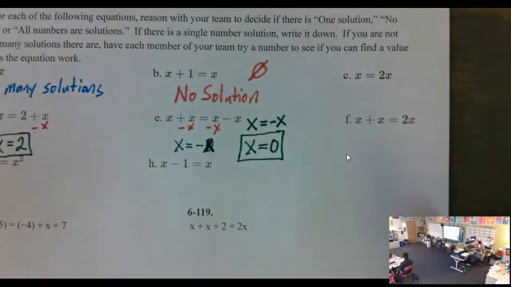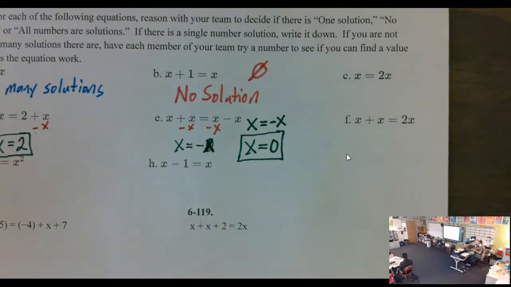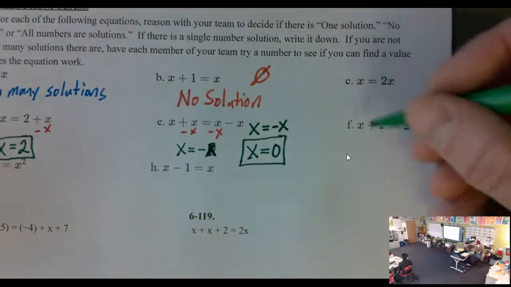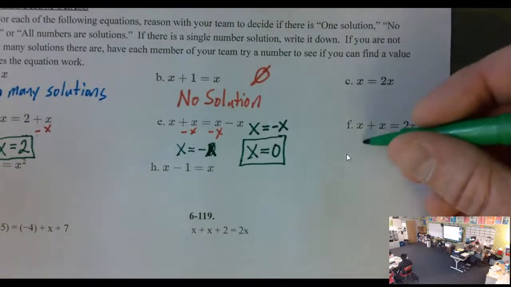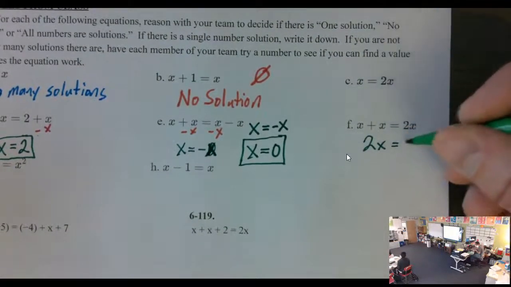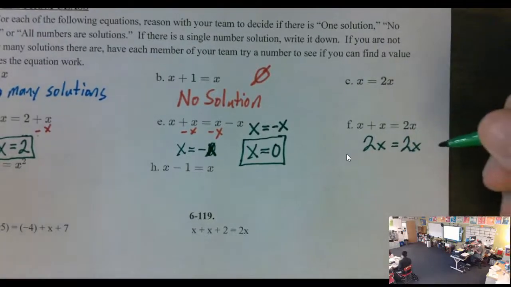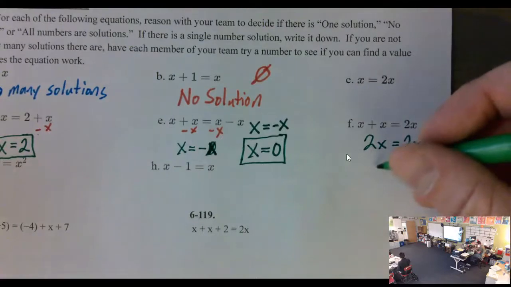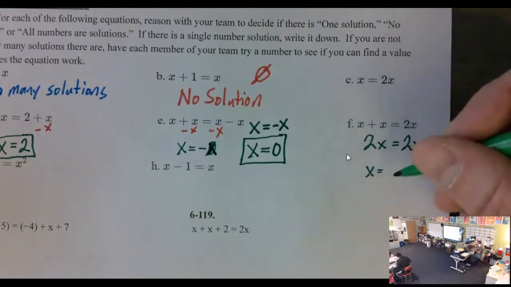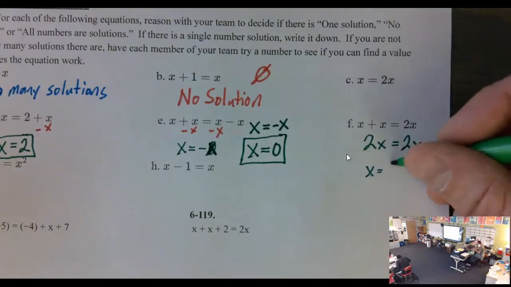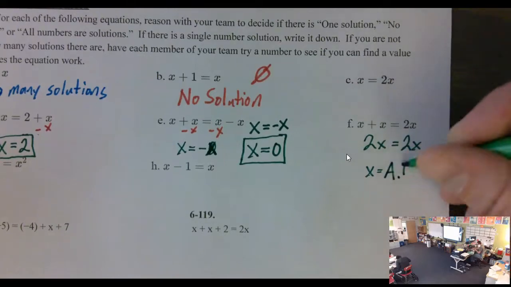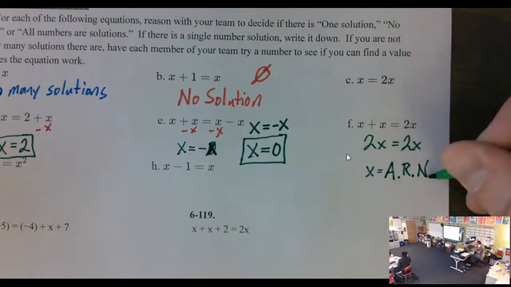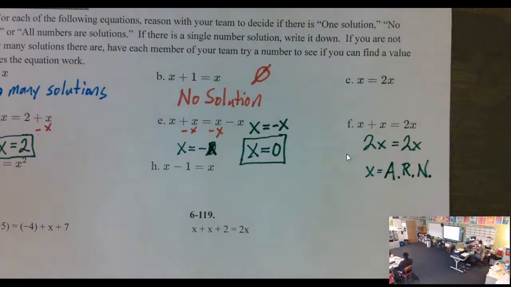Aiden, you got any ideas on F? Ooh, because what is x plus x? And if I have 2x equal to 2x, what could I plug in for x? Anything. So here's another math shortcut. We can say x equals, but if you're going to write this, you have to write out what it means.